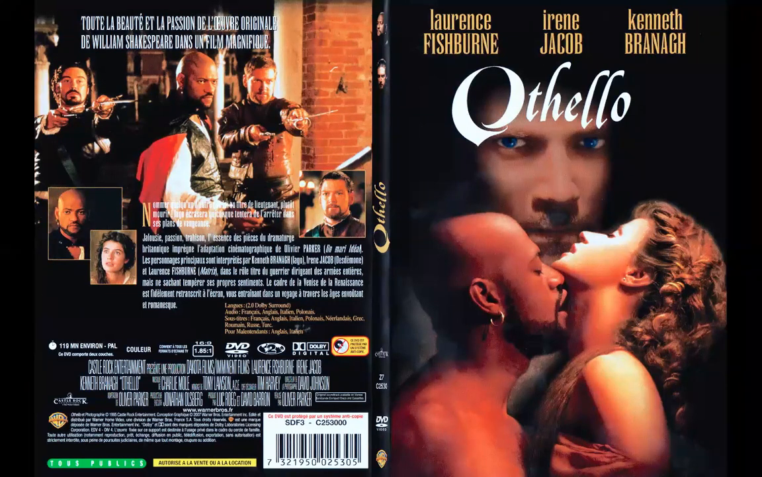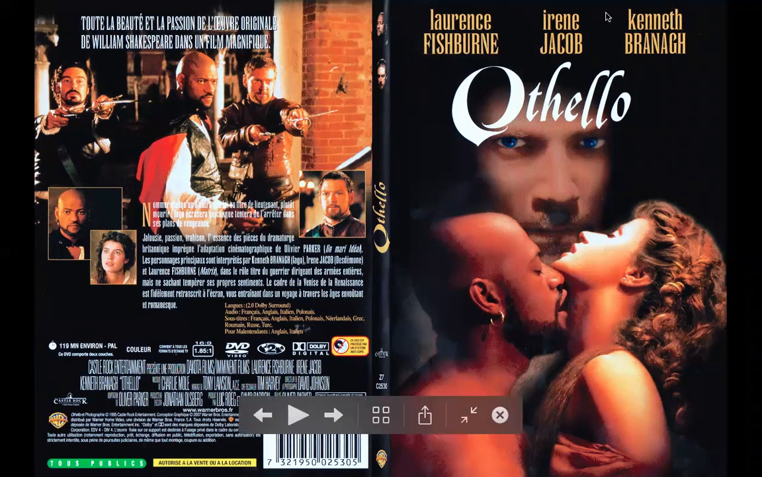This, by the way, is the CD or DVD cover of the production that is in the folder in our Google Drive. This is the Lawrence Fishburne and Kenneth Branagh production. Kenneth Branagh is a very famously Shakespearean trained British actor and director. And of course, you know, Lawrence Fishburne is, and he plays Othello here.